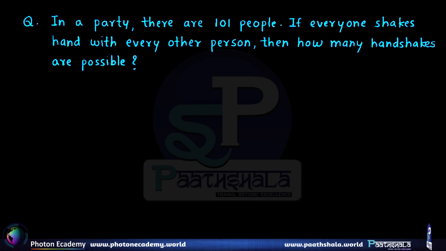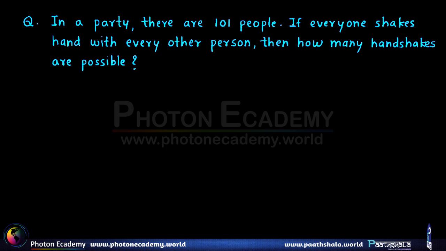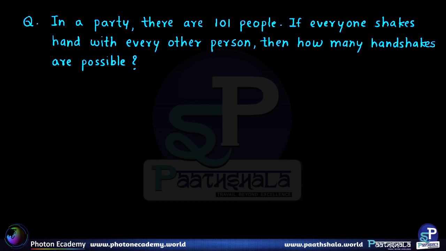Now let's see some of the examples based on permutations and combinations. In a party, there are 101 people. If everyone shakes hand with every other person, then how many handshakes are possible? Now here we know that for one handshake we need two people. So effectively we have to find out how many ways there are to select a pair of two people out of 101 people. So, as per the definition of combination, that number is nothing but 101C2.